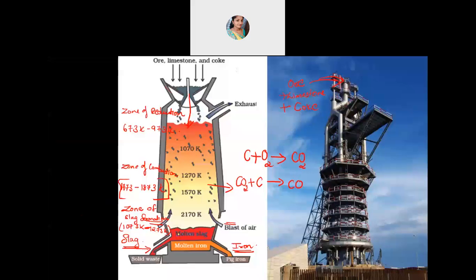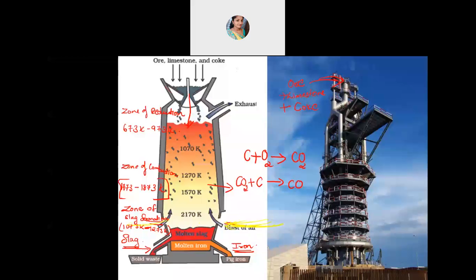The bottom zone is where the temperature is very high, because from this side you will be passing hot air continuously. So this region will be the hottest region, and everything there is in molten state. See, iron is a hard metal. If metal is in that liquid state, you imagine how dangerous it will be. It is a very, very high temperature.